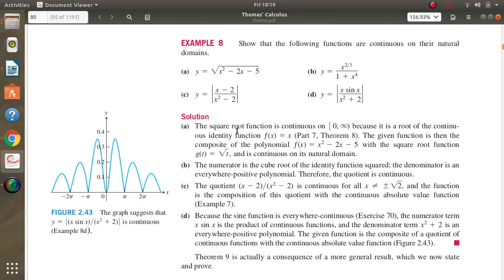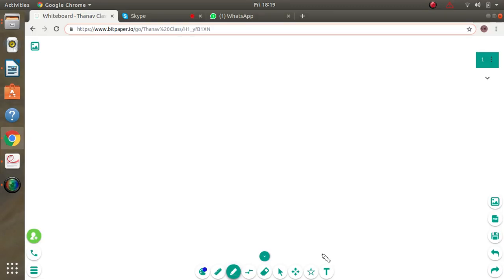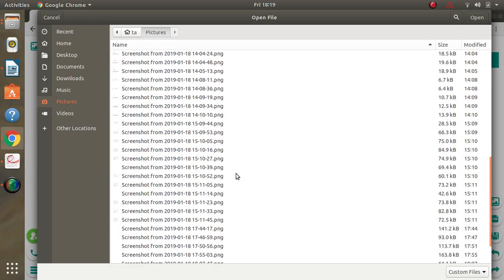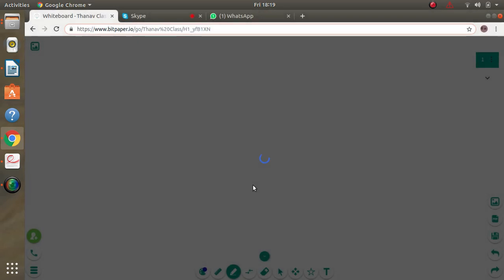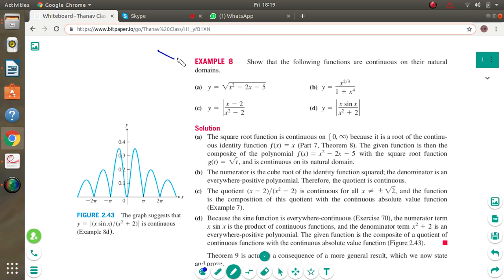Now example 8 here we have. I would like you to go through this by yourself. Any doubts, let me know. Let me just paste a snapshot here. Now here we have example 8 basically. In example 8, we have 4 points A, B, C and D. You have to go to the solution here and find out, any problem, let me know.